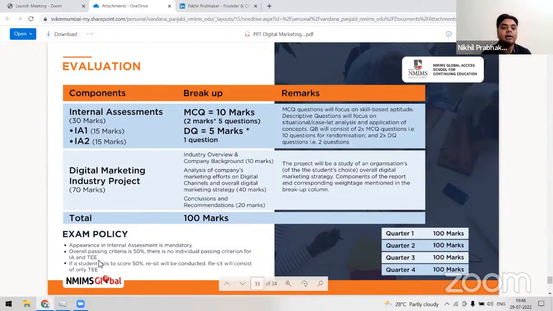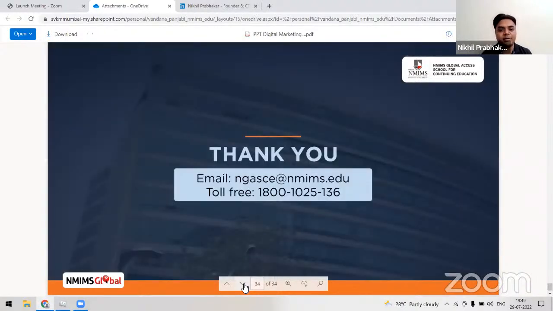Even if in some of the internal assessments you are not able to score much, you can cover it up in the next part and see which were the areas where you did well and which are the areas of improvement. If a student fails to score 50%, resetting will be conducted. Resetting will consist of only the term end exam. Okay, so then you don't appear for the internal assessments. You have to try it out the next time and then attend the term end assessment. Okay, so these are the details which I have from my side.